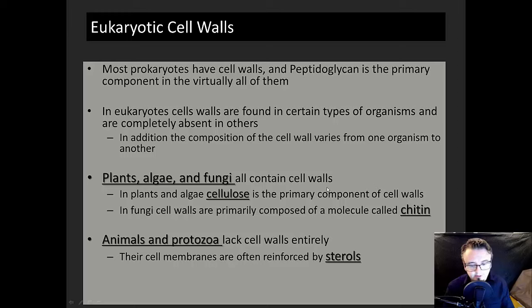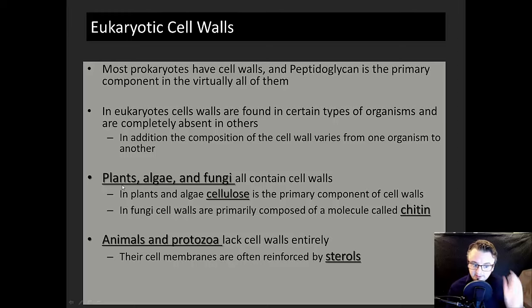Whereas in the prokaryotes, really we described most of them as having some kind of cell wall. We talked about the gram negatives and we talked about the gram positives, and the differences in the cell wall. But generally speaking, most of them have a cell wall. In the eukaryotes, it really depends on what group you're talking about.